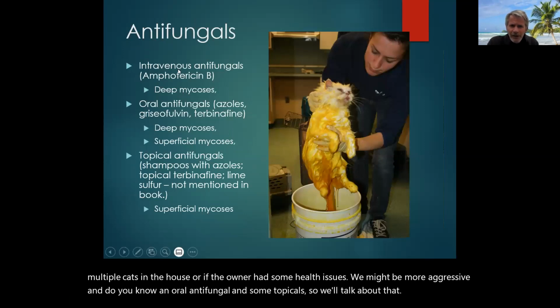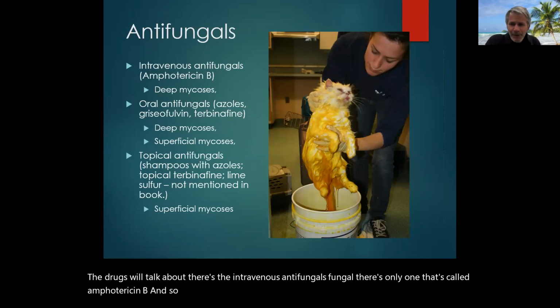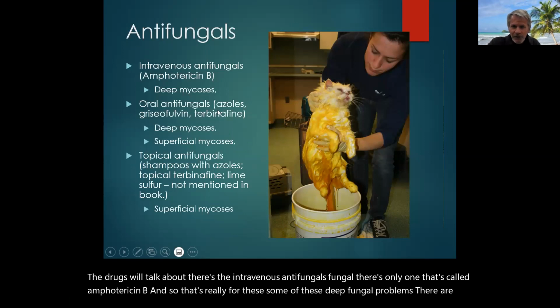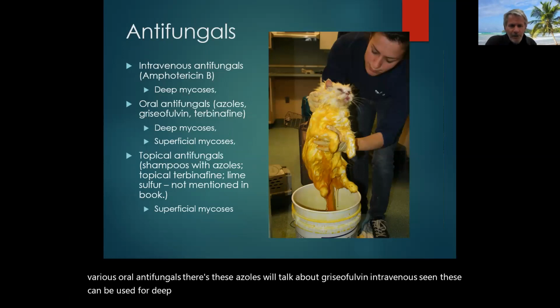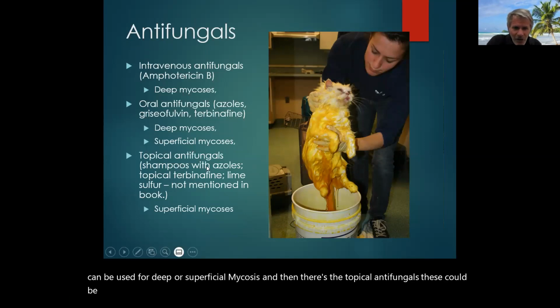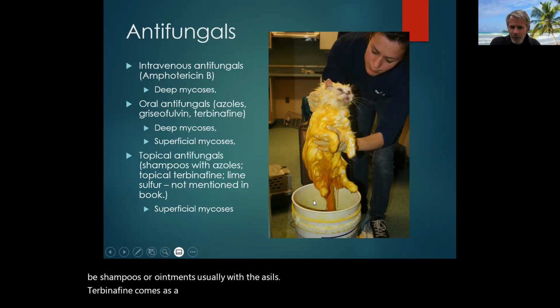The drugs we'll talk about: there's the intravenous antifungal. There's only one, called amphotericin B, and that's really for some of these deep fungal problems. There are various oral antifungals. There are these azoles we'll talk about, griseofulvin and terbinafine. These can be used for deep or superficial mycoses. And then there are the topical antifungals. These could be shampoos or ointments, usually with the azoles. Terbinafine comes as a topical.